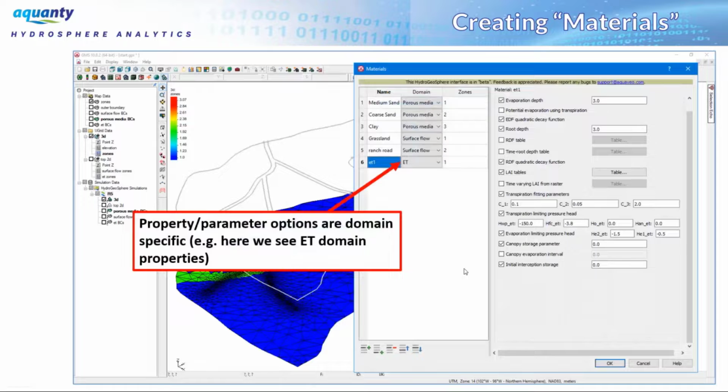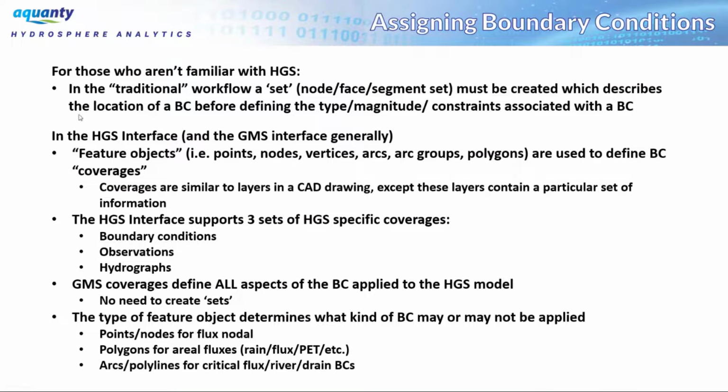Once we've finished defining all of our property zones and materials, we'll move on to defining boundary conditions. Again, for those who aren't familiar with the HGS workflow, traditionally we would have to define a set prior to defining a boundary condition.